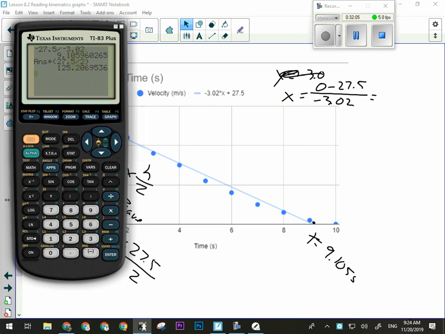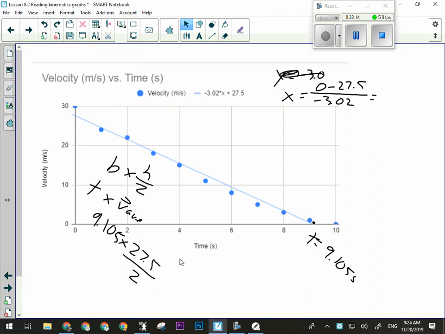Now, is it okay that that number came out positive? Yes. Which direction was this thing going? Forwards. Was there any point where the velocity was negative on this graph? No. The acceleration was negative the entire time because the object was slowing down, right? But it was always moving forwards.